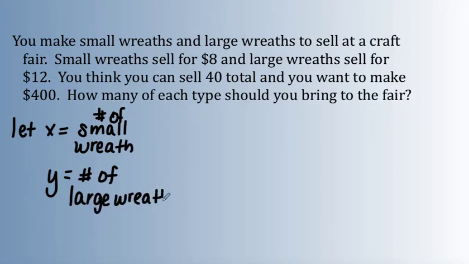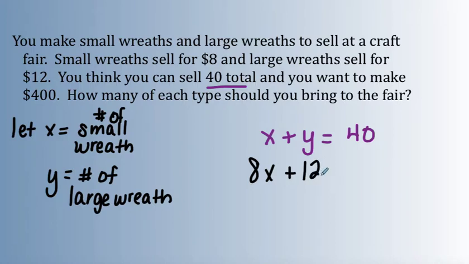All right, so now when I do that, 1 relates to the total number of items I have, which was 40. So x plus y equals 40. And my other equation is going to relate to the value of those items. So the small ones were $8, so 8x. The large ones were 12, so 12y equals 400.